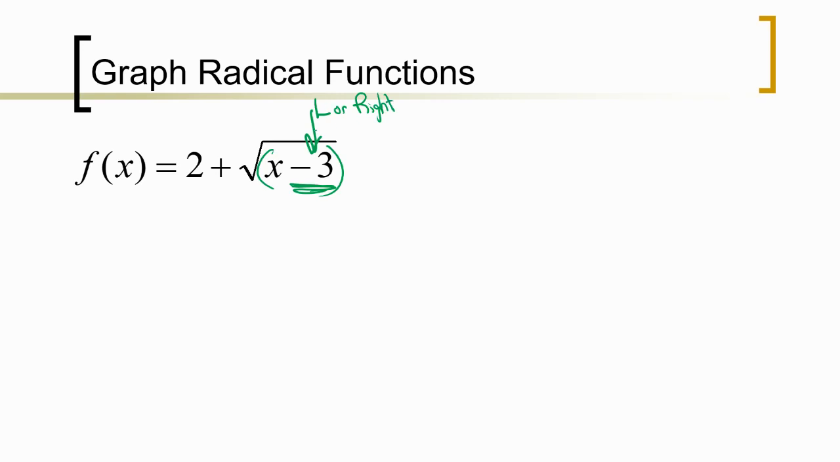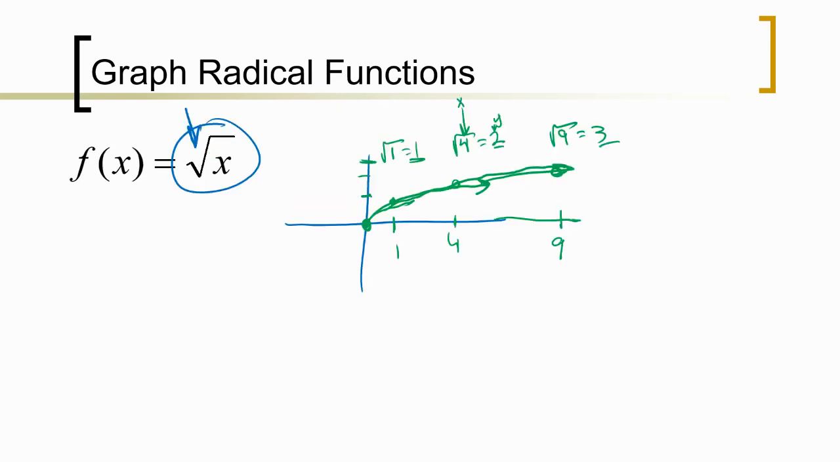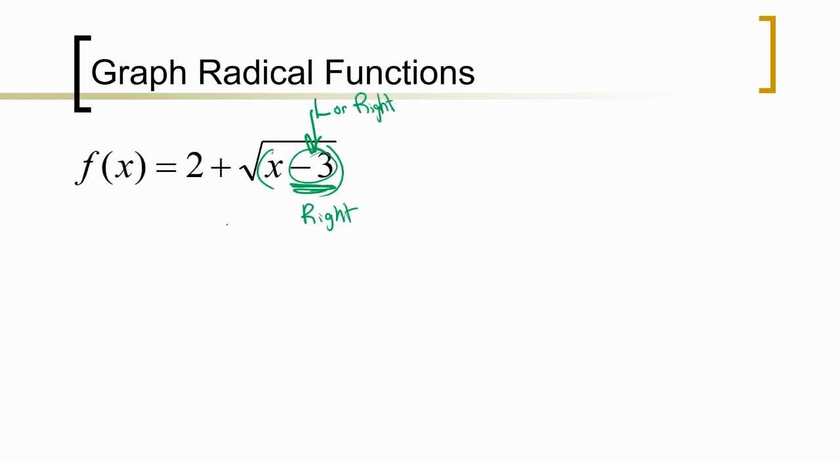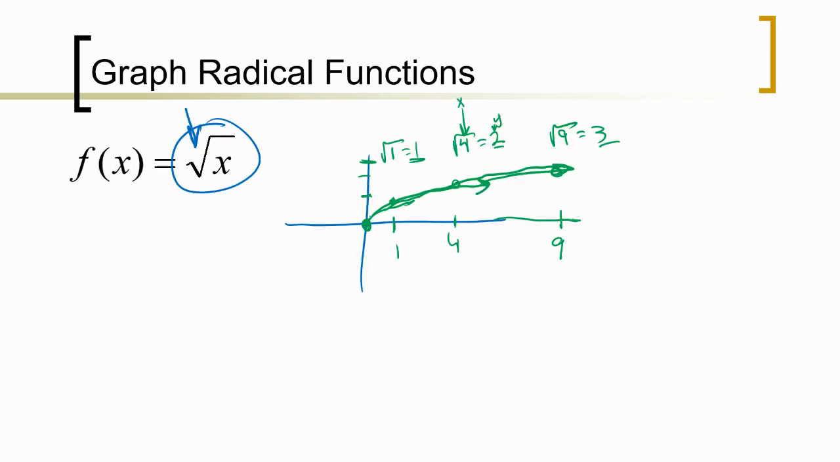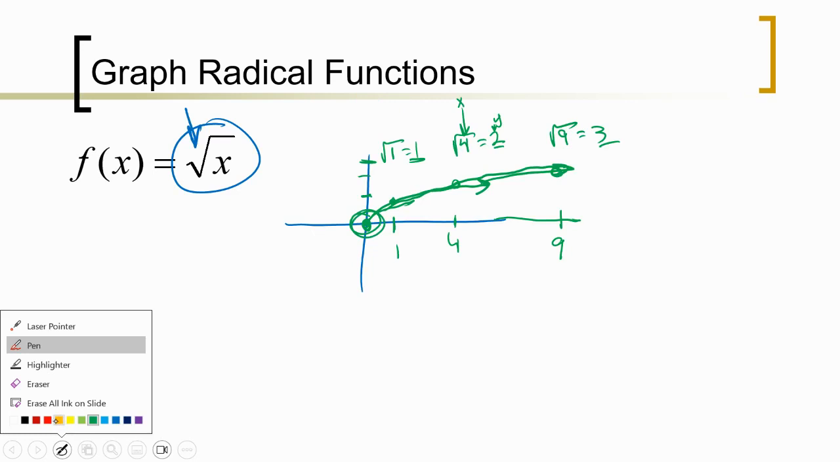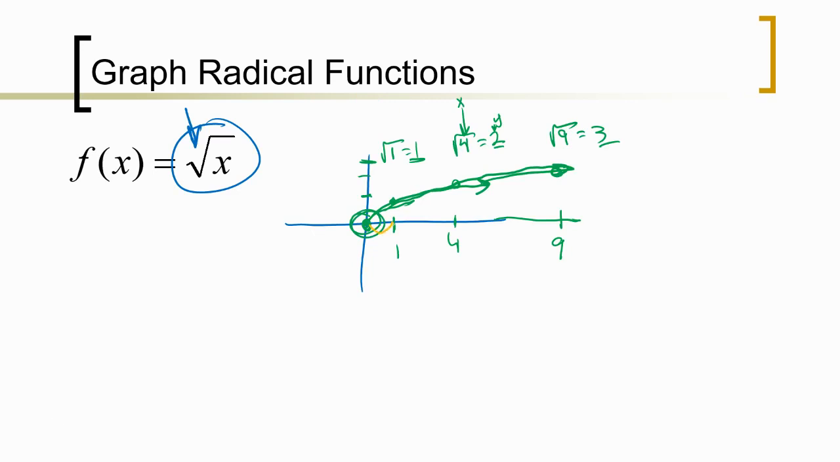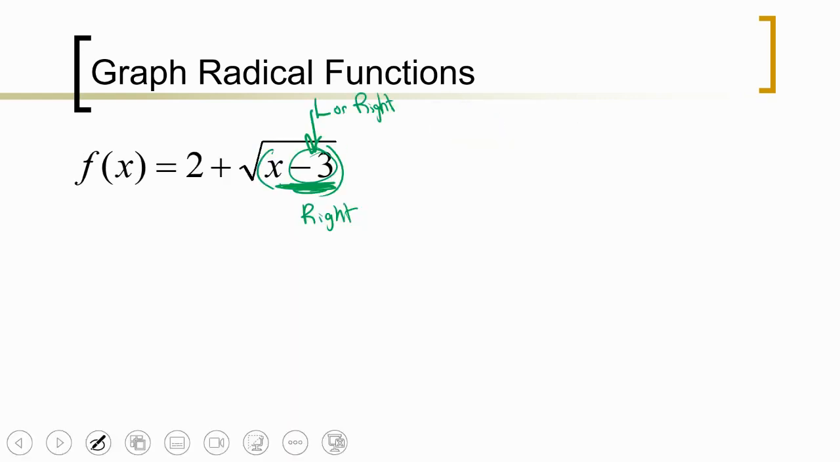opposite of the sign. The idea here is that this is going to cause a shift to the right from this parent graph. So all we're going to do is take this -3 information and know that this initial point needs to move to the right 3 spaces. So we're going to go 1, 2, 3 spaces to the right. And that's how functions transform. The inside here moves to the right.